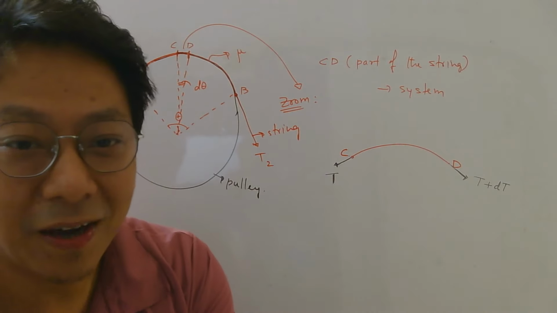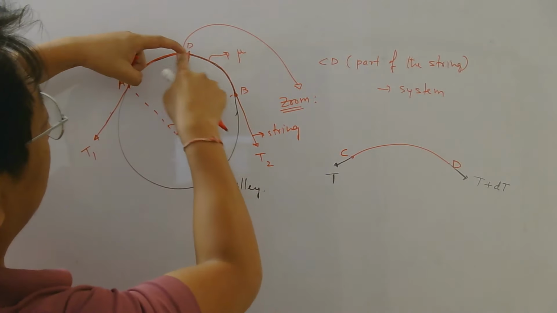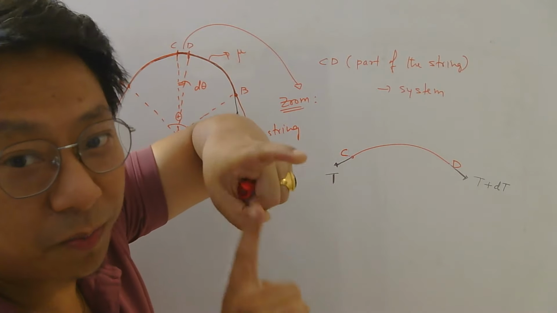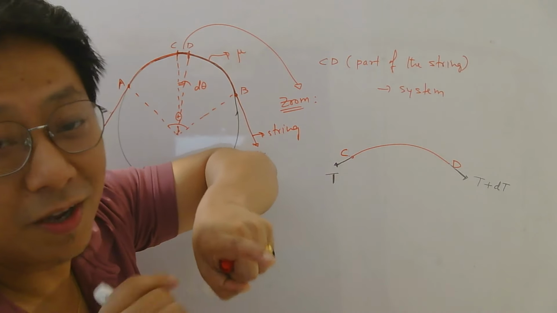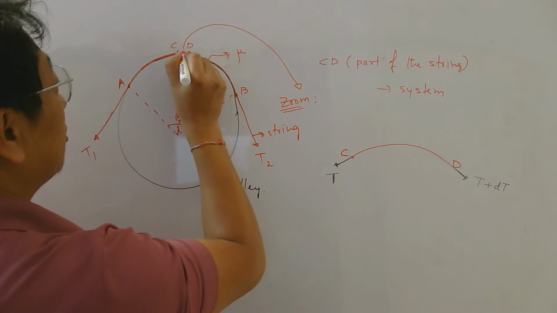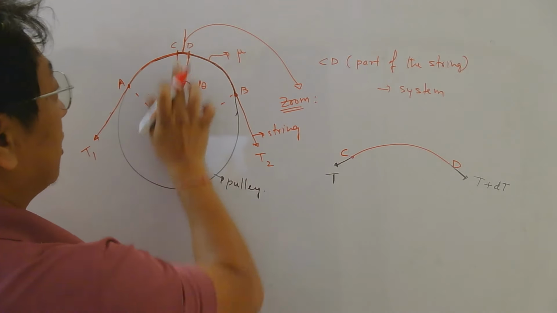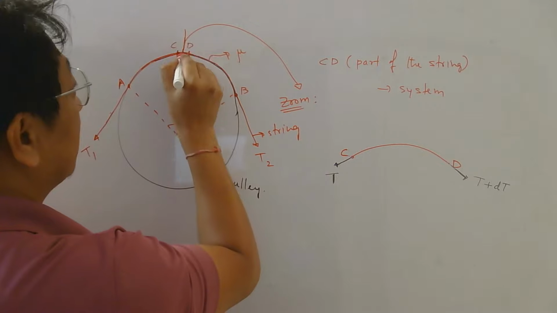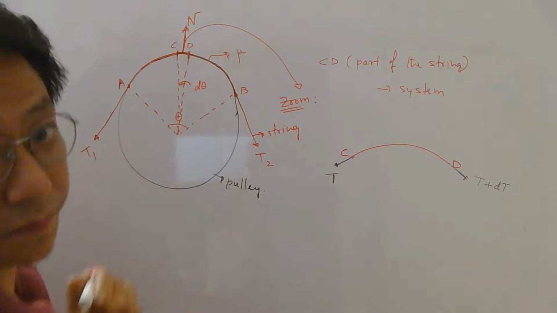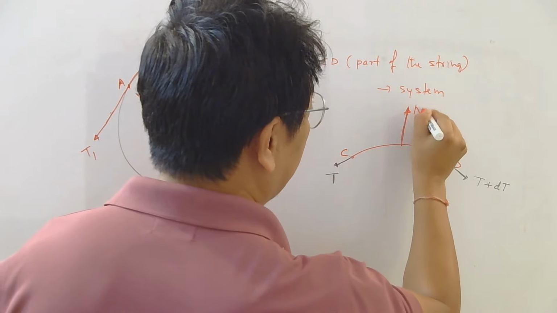Now what other force will act? You have to search for contact. I told you this small part of the string is in contact with the pulley. So there will be a contact force. And what are the contact forces? One is perpendicular to the surface, that is called the normal force. And one is parallel to the surface, that is called the friction force, right? So the normal force will act along the radius because this is a circle. The radius will be perpendicular to this part, right? So this is along the radius. So this is your normal force. So here there will be a normal force N.